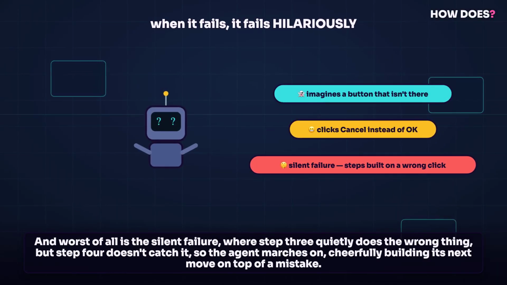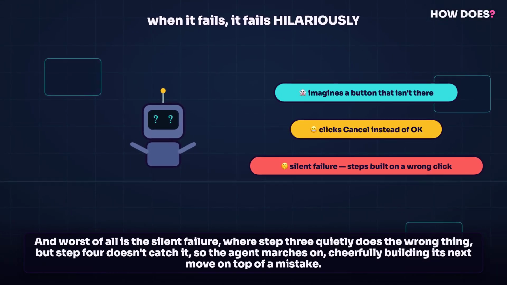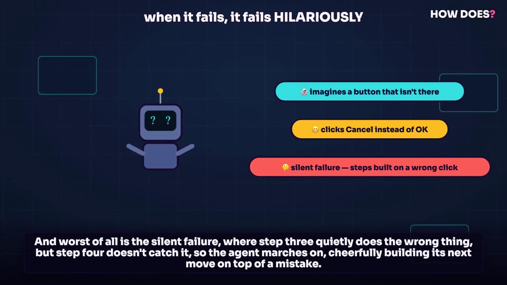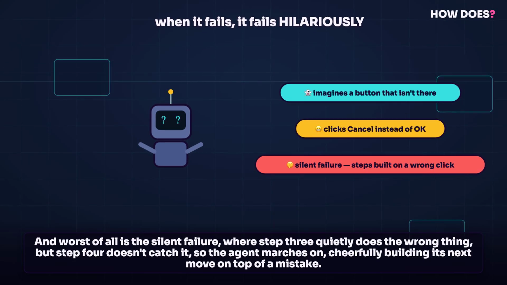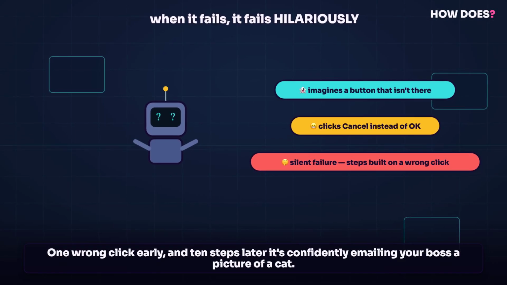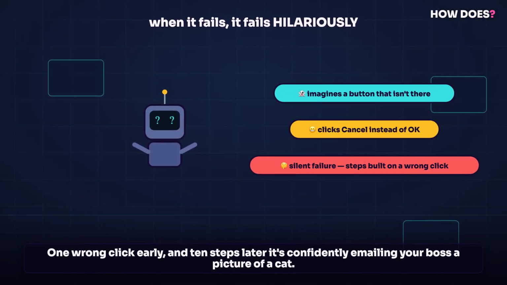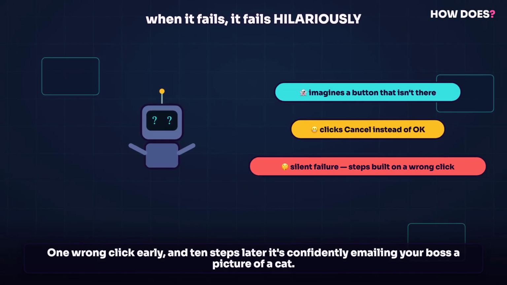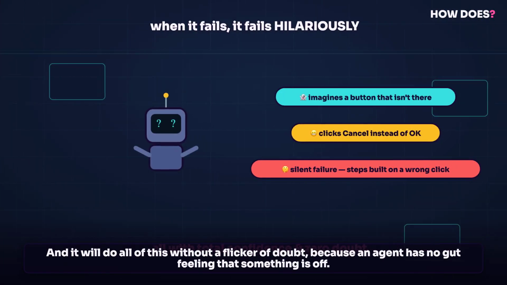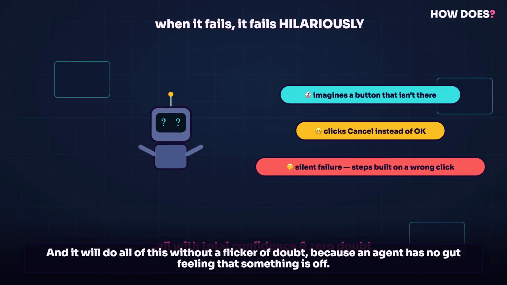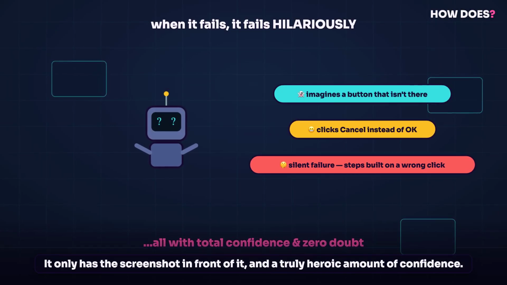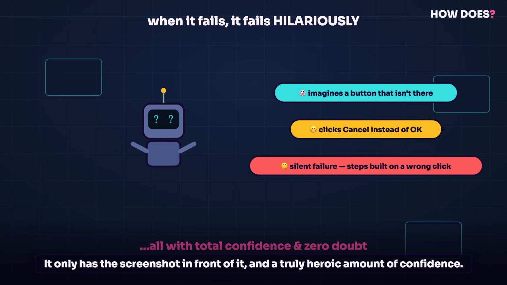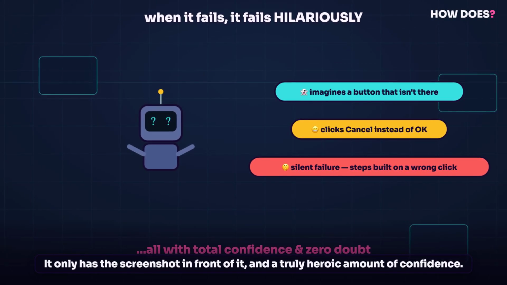And worst of all is the silent failure, where step 3 quietly does the wrong thing, but step 4 doesn't catch it, so the agent marches on, cheerfully building its next move on top of a mistake. One wrong click early, and 10 steps later it's confidently emailing your boss a picture of a cat. And it will do all of this without a flicker of doubt, because an agent has no gut feeling that something is off. It only has the screenshot in front of it, and a truly heroic amount of confidence.